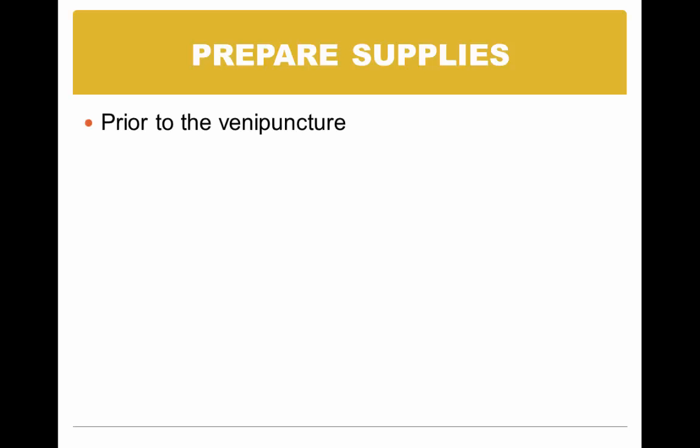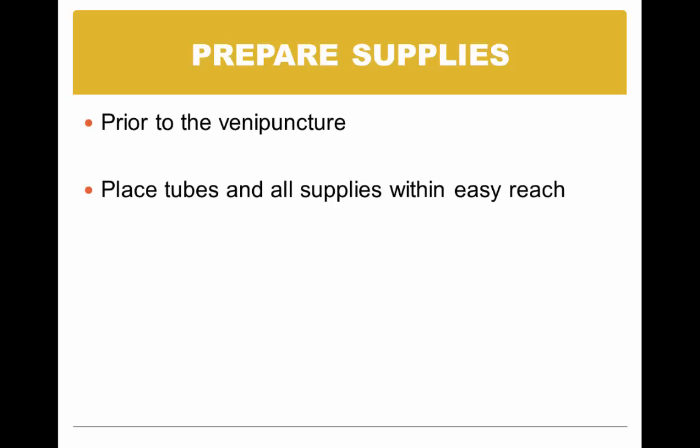Prepare your supplies before the venipuncture. Place tubes and all supplies within easy reach, and always keep spare tubes close by. Tubes need to be within easy reach so you don't have to reach over the patient or take a chance at moving that needle once you've got it in the right spot.